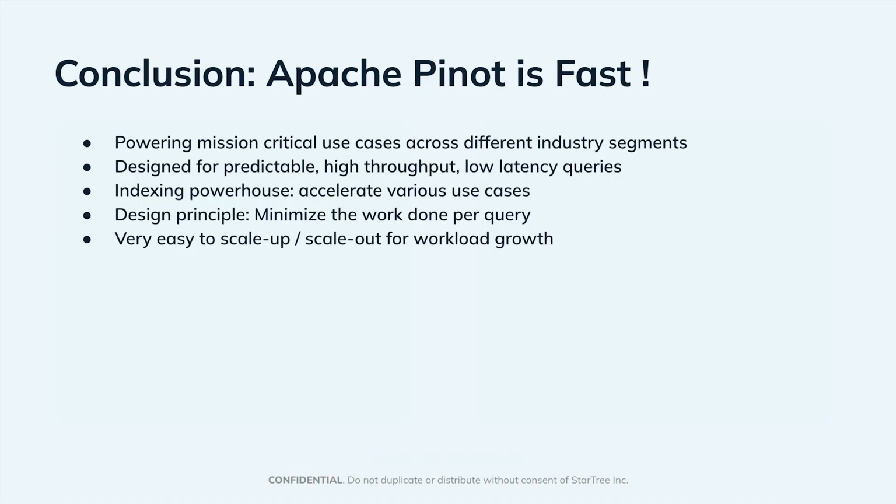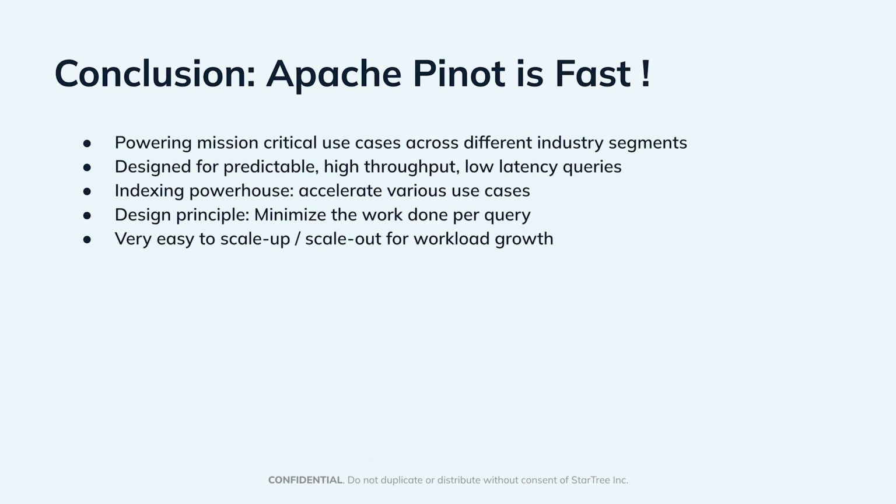All right. So through the slides, we saw that Pinot is indeed powering many mission critical use cases across different companies. It was designed from the ground up for supporting high QPS and low latency in a predictable manner, so it is able to achieve strict SLAs across all these companies. It is an indexing powerhouse, with a wide range of indexes available for accelerating different kinds of use cases.